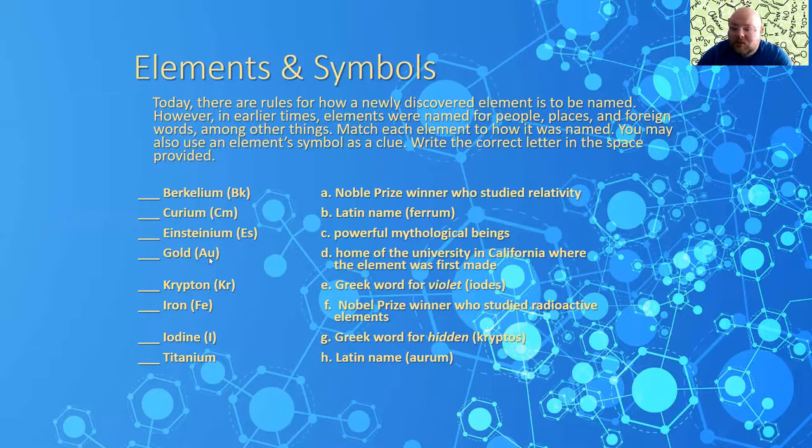Gold, Au. So that's going to be from the Latin name of gold, aurum. So that's where that comes from, letter H here. Krypton, Kr. This is the Greek word for hidden, kryptos. That's G. Iron, Fe, comes from the Latin name ferrum, so letter B here. Iodine, or I, comes from the Greek word for violet, iodes. Or titanium, that's going to be letter C, for the powerful mythological beings called the Titans.